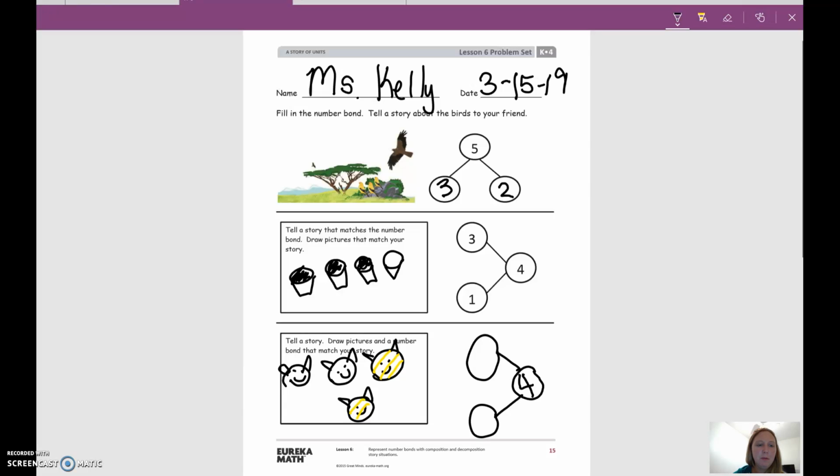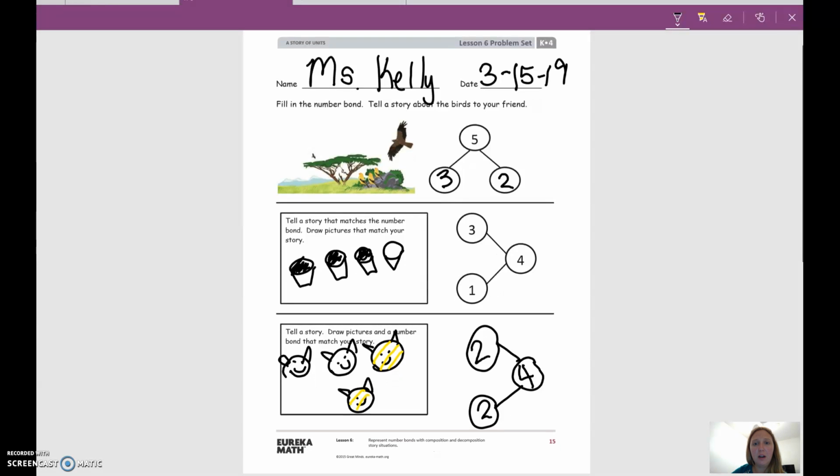What has happened here? Well, I've separated my cats out. I have 2 parts to my cats now. I have cats with stripes and cats without stripes. How many cats have stripes? 2. So they're 1 part. I can put that in 1 part of my number bond. How many cats don't have stripes? 2. So that's my other part. Look, 2 and 2 make 4.